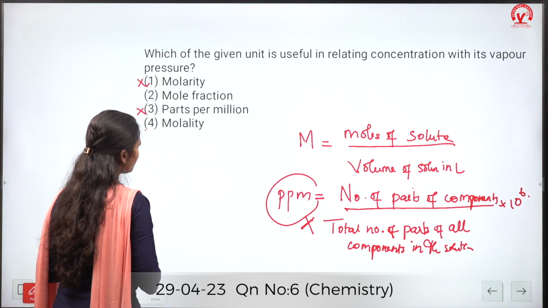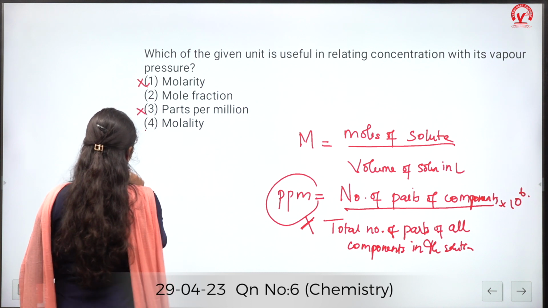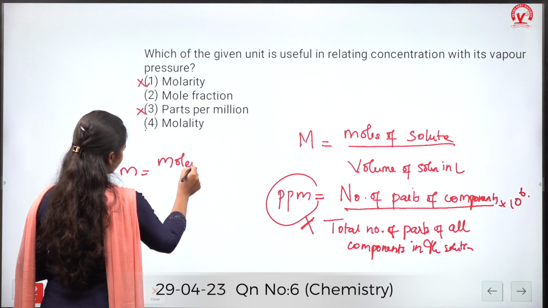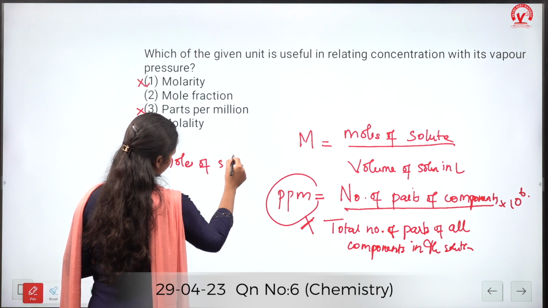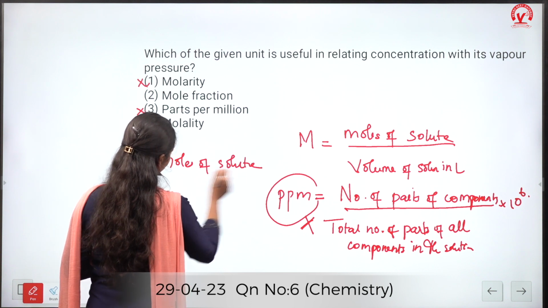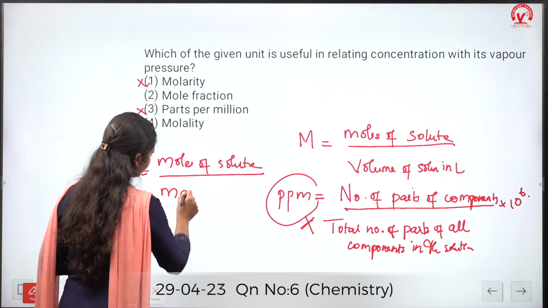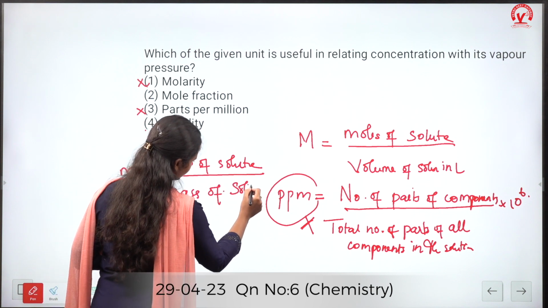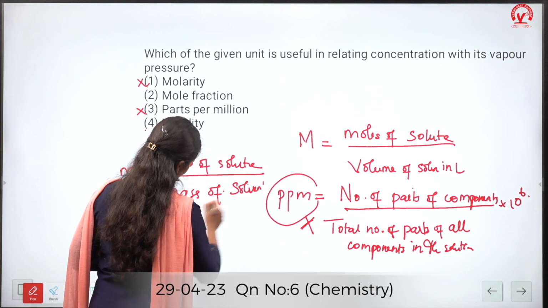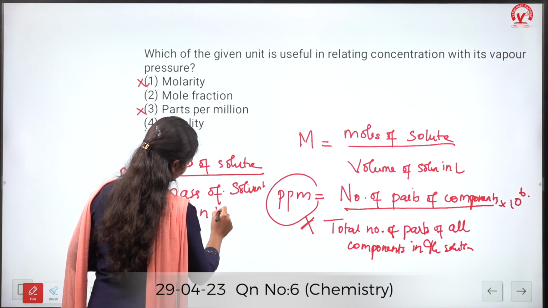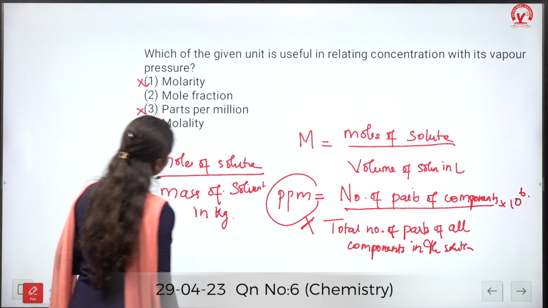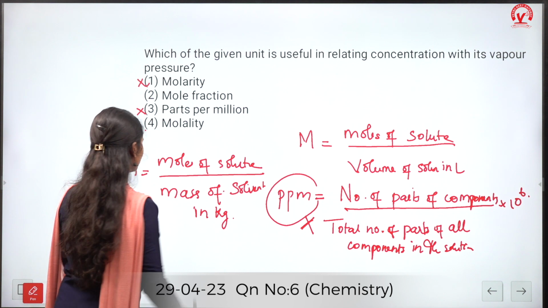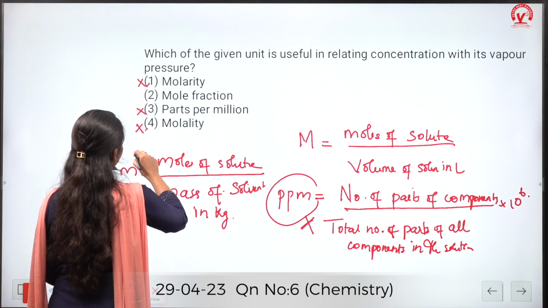In option 4, molality. Molality means moles of solute divided by mass of solvent in kg. Here also there is no relation between concentration and vapor pressure. So, this is also wrong.